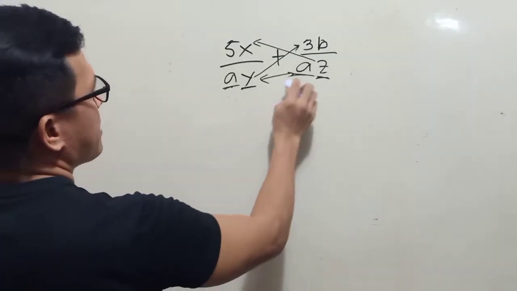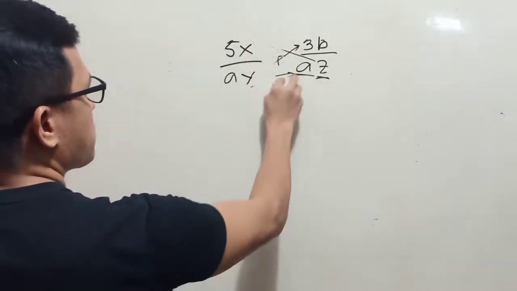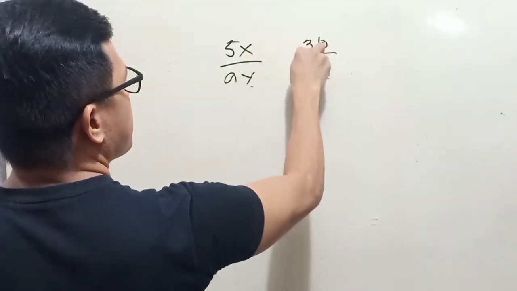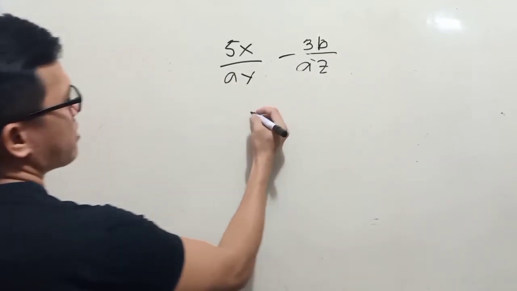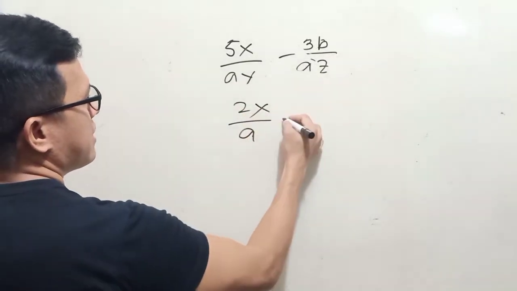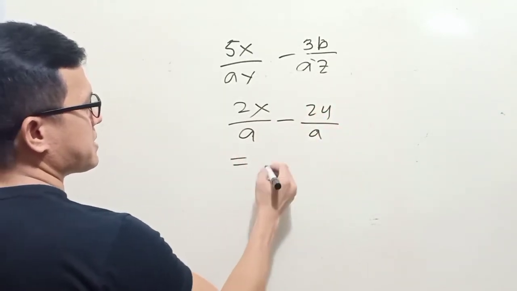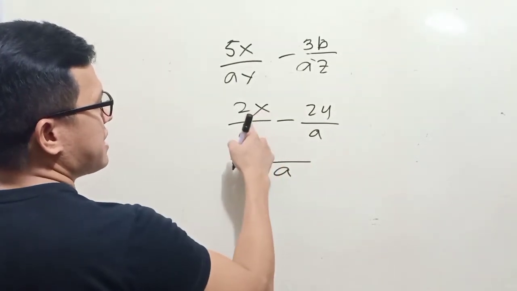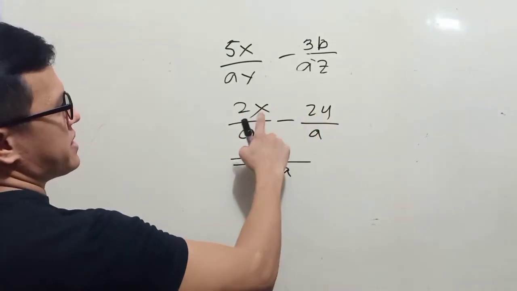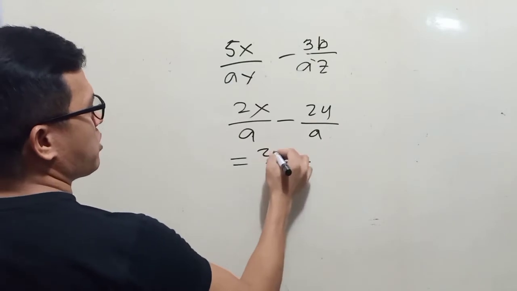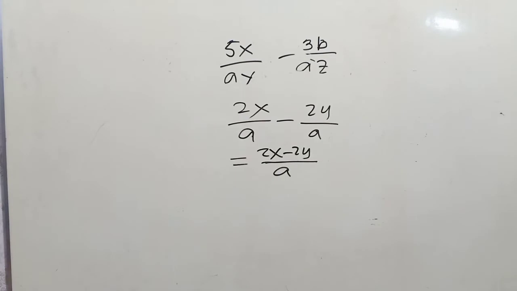Next, same with minus, okay? Let's use this one with minus, or subtraction. But before that, we need to have the common, like 2x over a minus 2y over a. Since it is the same denominator, just copy the denominator, which is a. And then, since you cannot subtract 2x and 2y, because x and y are different variables, we just proceed 2x minus 2y over a. That's it. Okay, there you go.